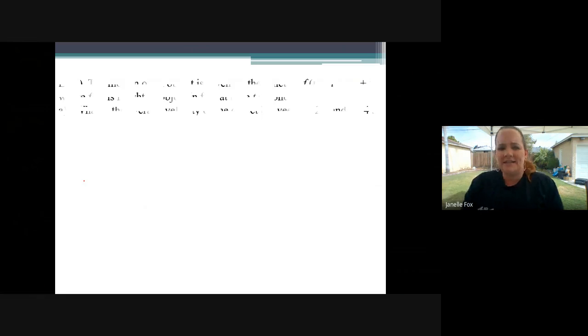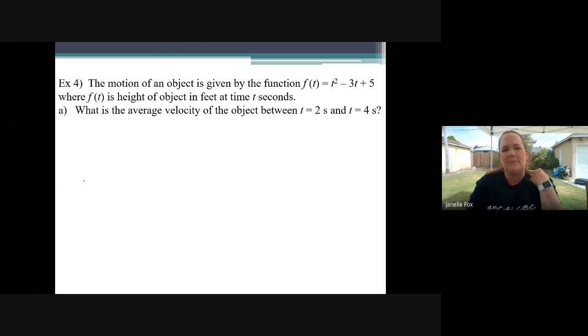Let's do an example, guys. I guess it's example 4 because it's a continuation from something else, but it's example number 1 for today. It's our only example for today.